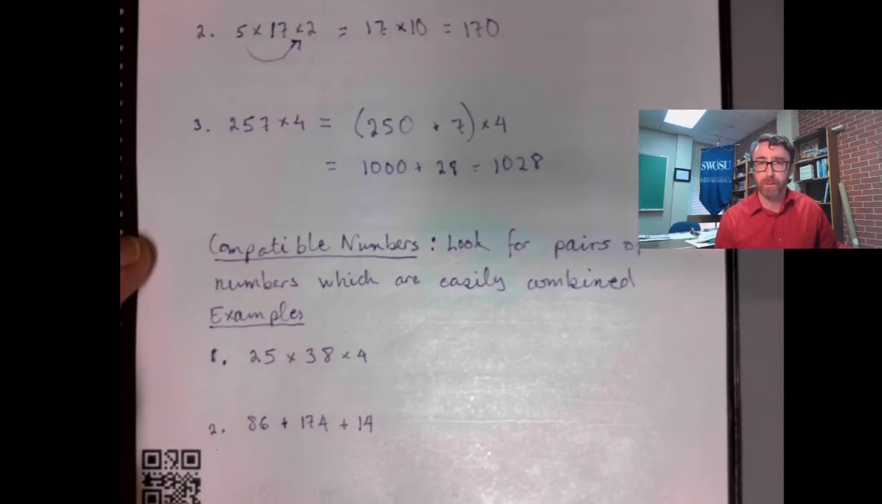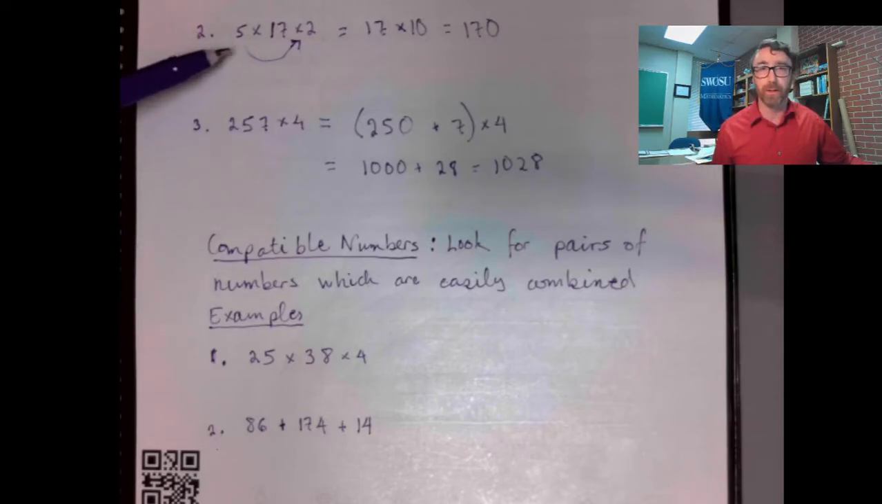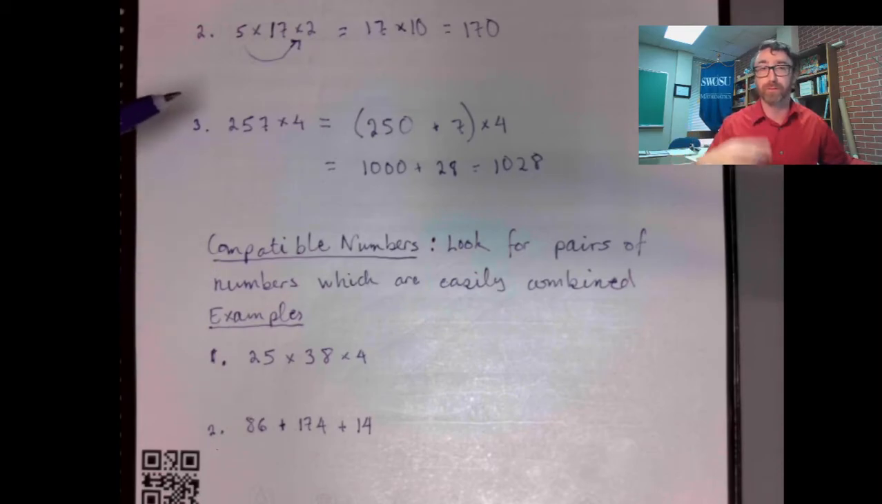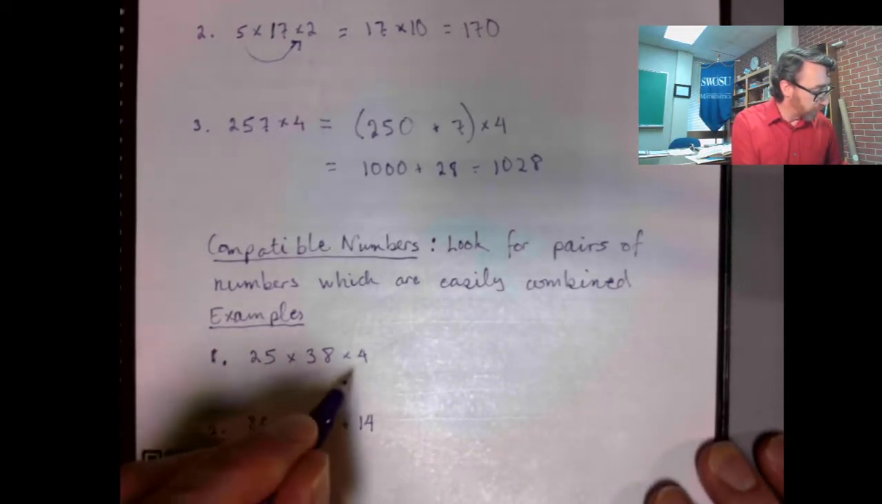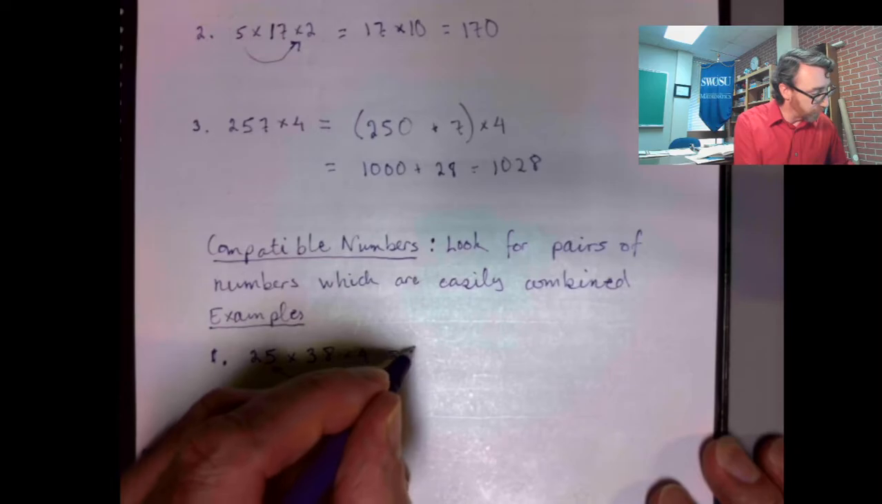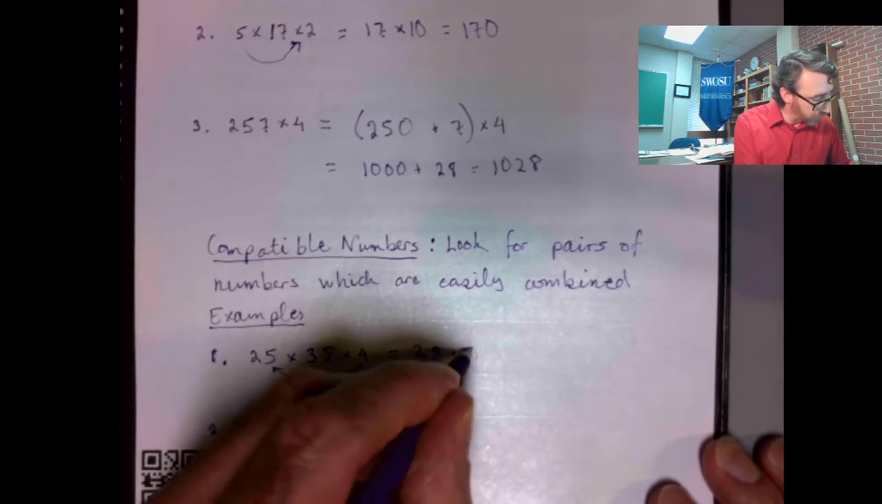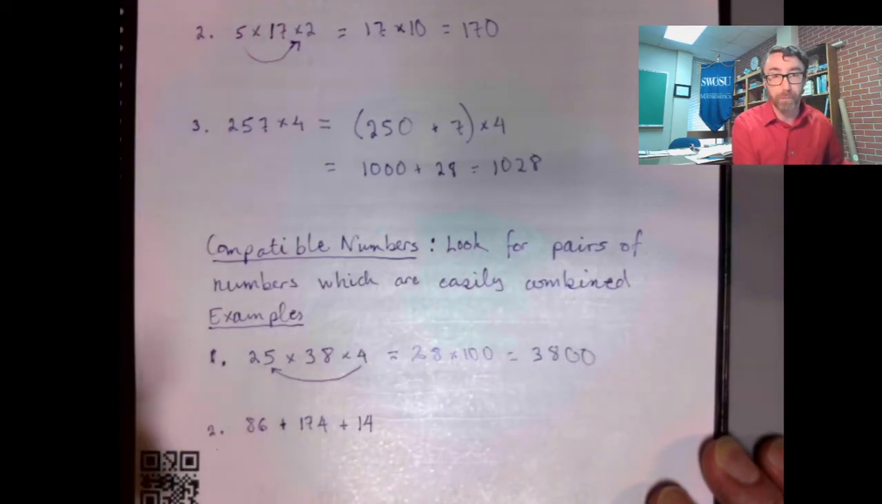When you're looking to rearrange to make something simpler, you have to be able to spot these compatible numbers. Up here, 5 and 2 are what we might call compatible numbers because 5 times 2 makes 10. Very easy to multiply by 10 in the place value system. Similar thing right here. 25 and 4, those are compatible numbers. We're going to multiply those first. 25 times 4 is 100, so we have 38 times 100, so 3,800.